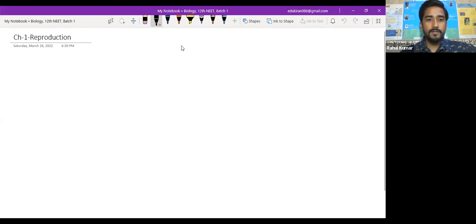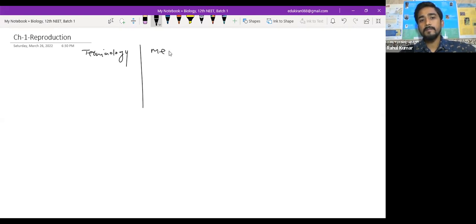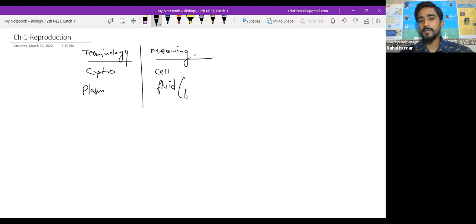Have to make a division in your copy, and you will write on one side the terminology and on the other side the meaning. Now I was breaking down for you the word cytoplasm, just showing you how my classes are going to be like. So the word cyto, as rightly said, is associated with cell, right? And the word plasm is associated with fluid, or you say plasma here.